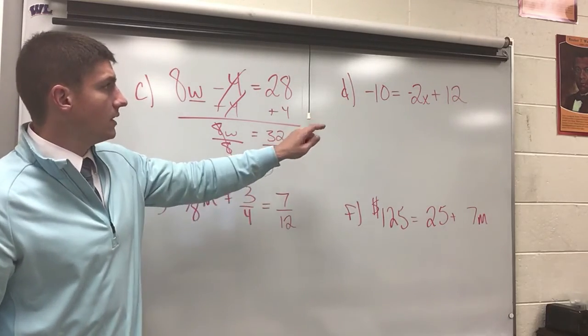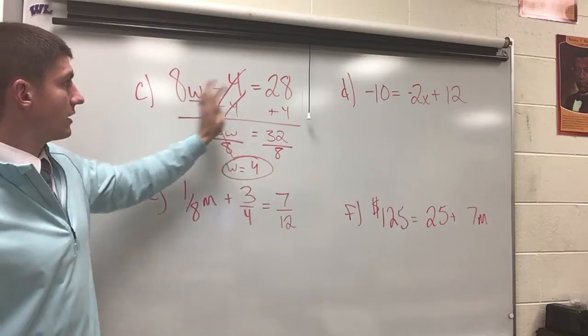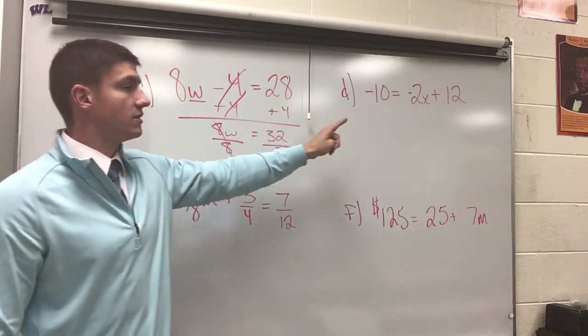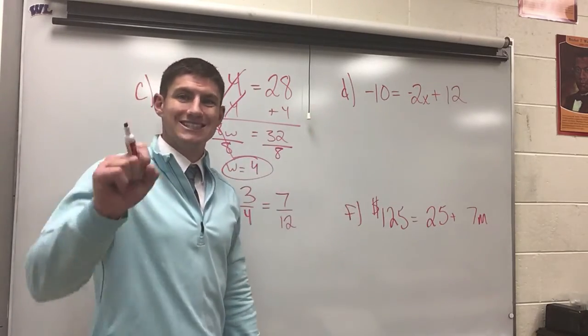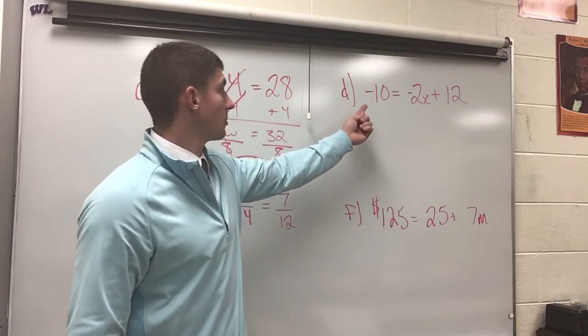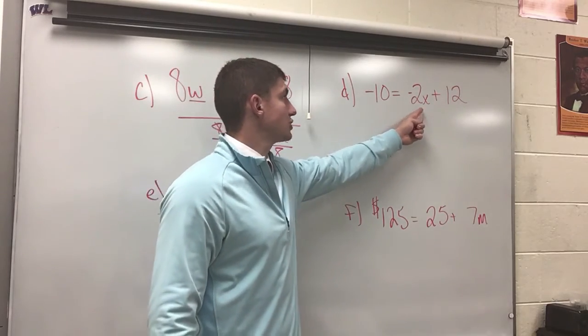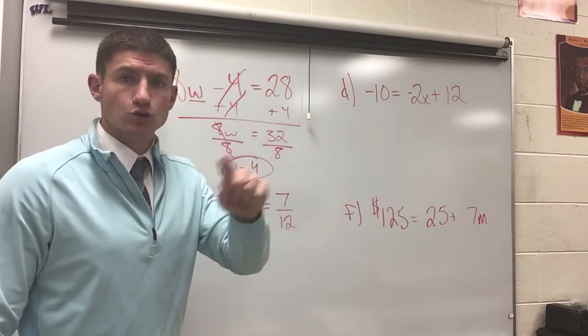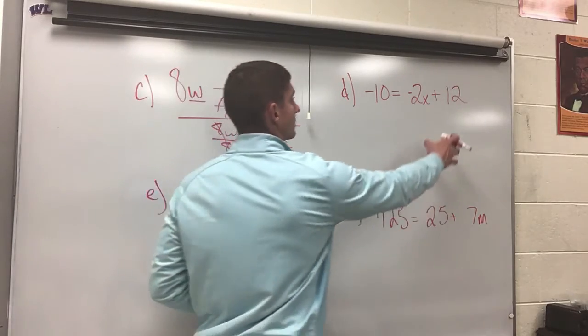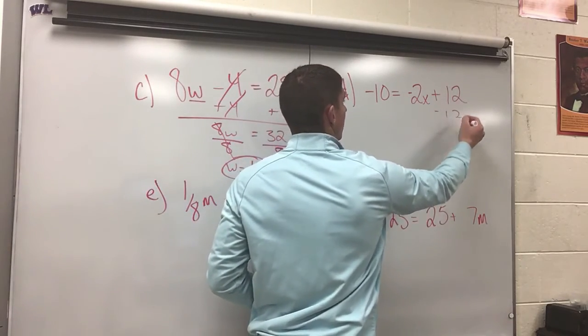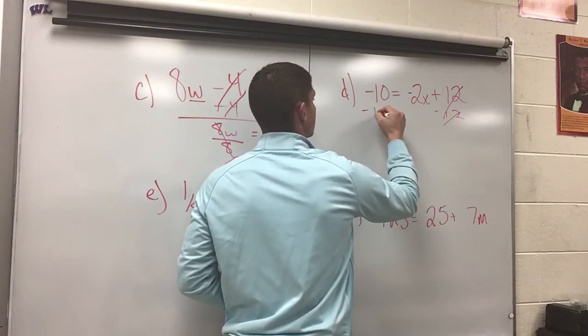Letter D. Now, this was with positive values. I worked with positives and kept it positive. With negative values, I would make sure that the operation stays with that sign, if it's appropriate. Negative 10 equals negative 2x plus 12. The reverse order of operations means I'm going to take that positive 12 and I'm going to subtract it. On this side, that'll cancel. What I do to one side, I do to the other.